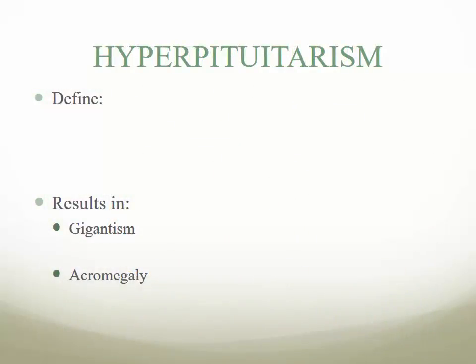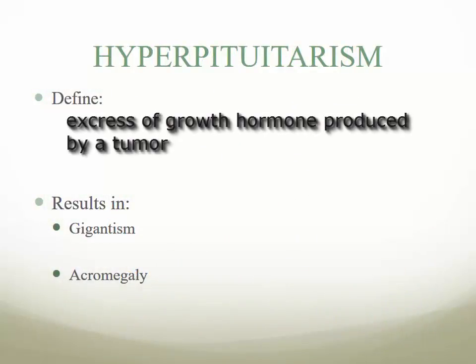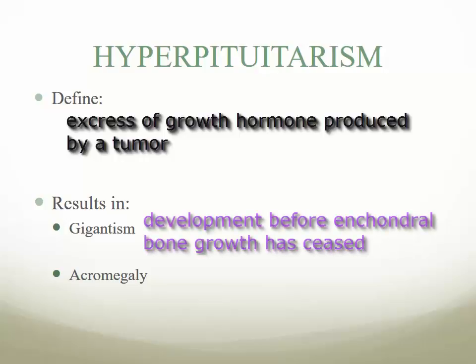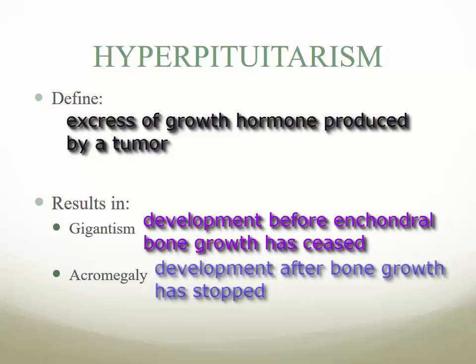Hyperpituitarism results from an excess of growth hormone produced by a tumor or generalized hyperplasia of the anterior lobe of the pituitary gland. Gigantism refers to development of the condition before endochondral growth has ceased. Acromegaly refers to hyperpituitarism beginning after bone growth has stopped. Generalized overgrowth of the body tissues is the underlying abnormality in acromegaly.